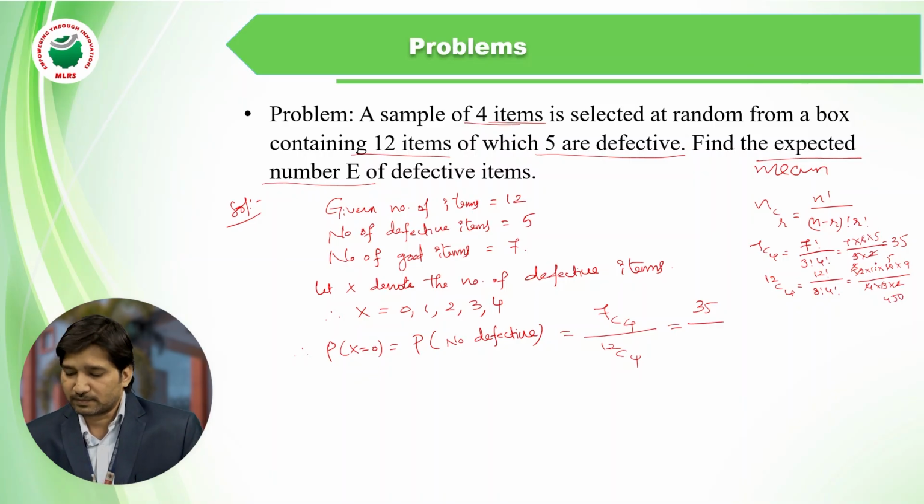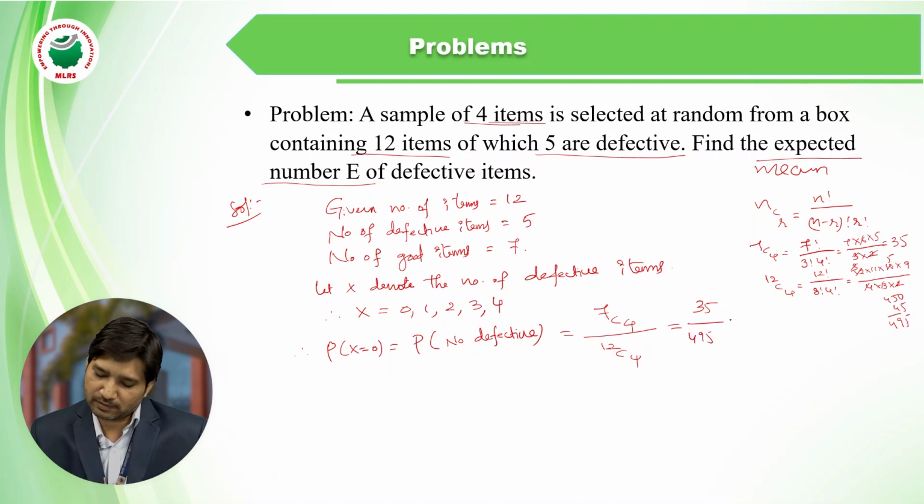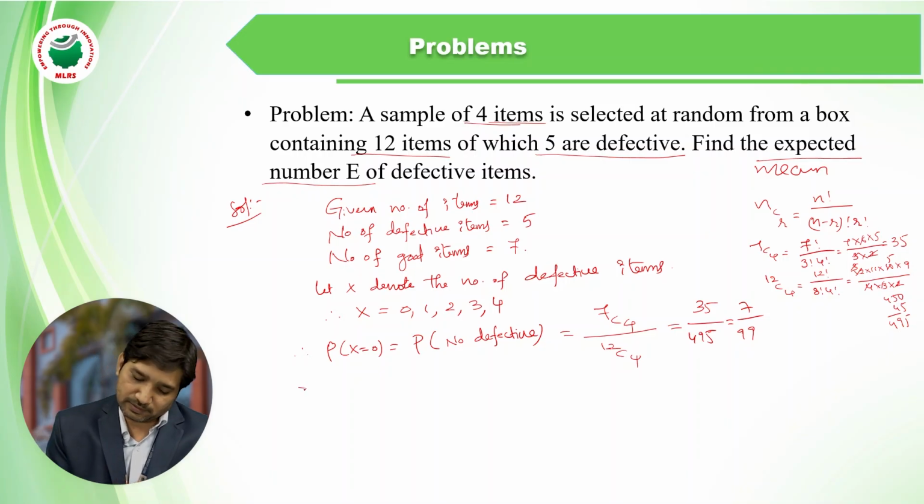11 fives are 55, 55 into 9 is 495. We can also cancel this 5: 5 sevens are 35 and 5 nines are 45, 99, that is also 495. The answer is P of X equal to 0 means 7 by 99.